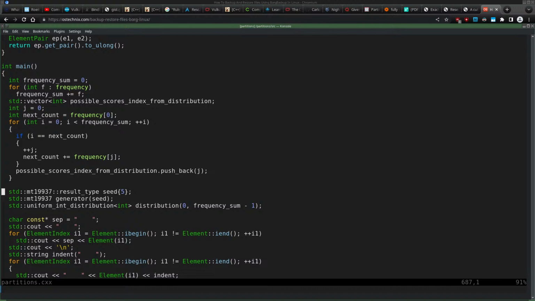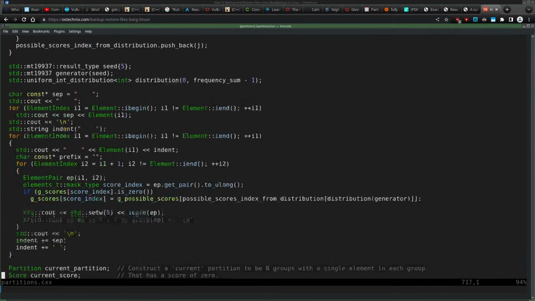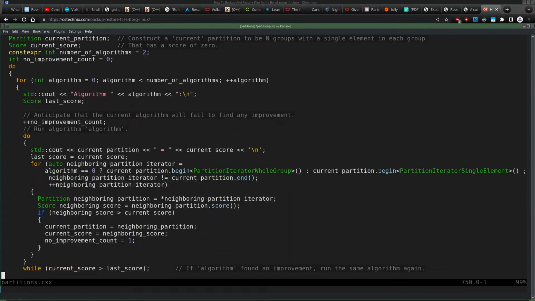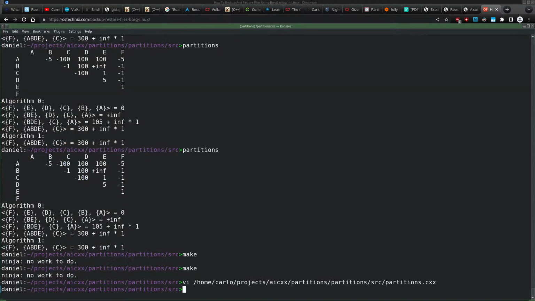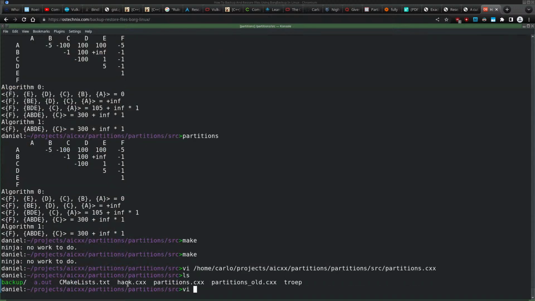Am I completely nuts? So strange. Possible. I know 100% sure that I added it. Oh, actually, I think I know where it went. That's part of a hack. Did not add it to partitions.